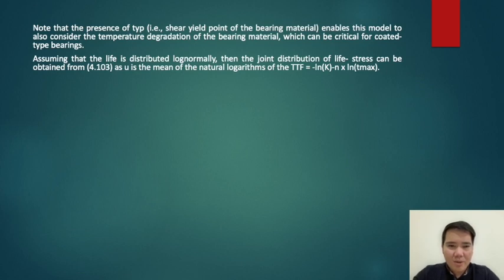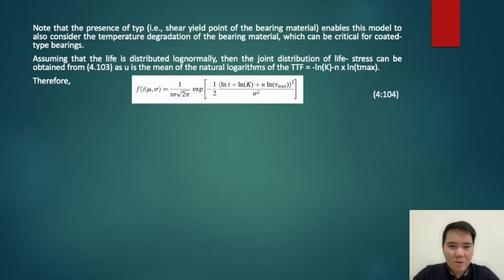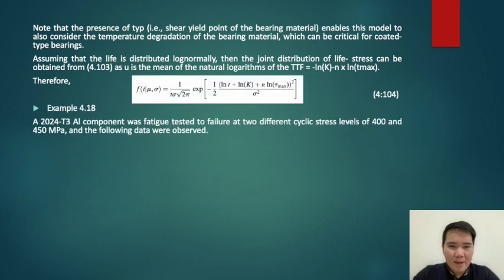Assuming that the life is distributed log normally, then the joint distribution of life and stress can be obtained from 4.103. As μ, the mean of the natural logarithms of the TTF, is equal to negative ln k minus n times ln τmax. Therefore, 4.104 will be like this. Example 4.18.